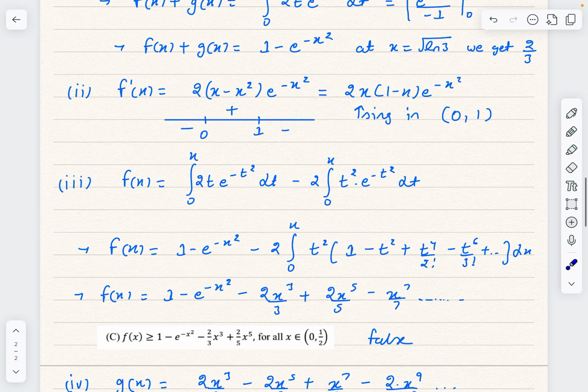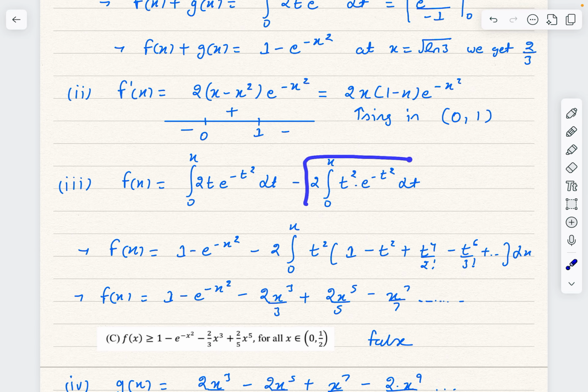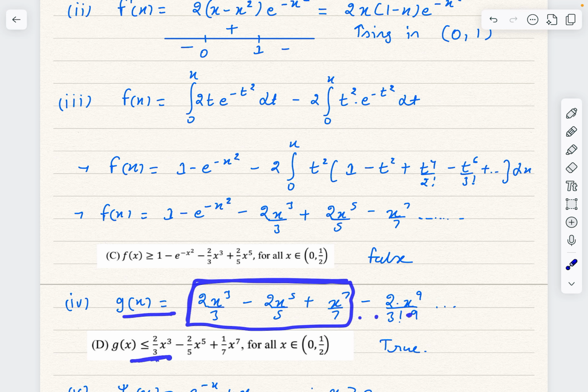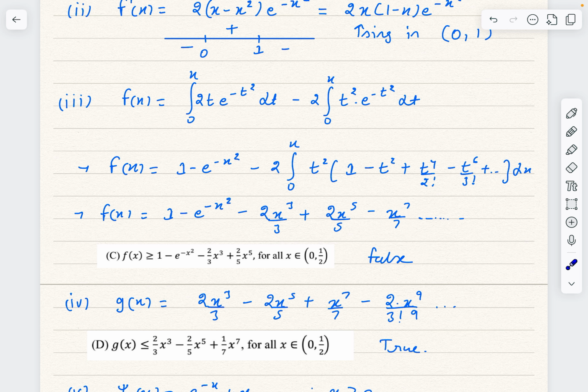Now gx, in gx you will see gx is this thing only. There will be no negative here. So I'll just use the same series again. We get gx as 2x cubed by 3 minus 2x power 5 by 5 plus x power 7 by 7, and add the next term also, which will be 2 by 3 factorial x power 9 by 9. Now, saying gx we have to compare with this series only. Again, you see this minus something, so gx will be less than that, which is what they are saying here. So this option will be true.